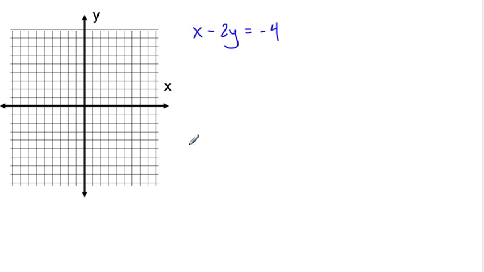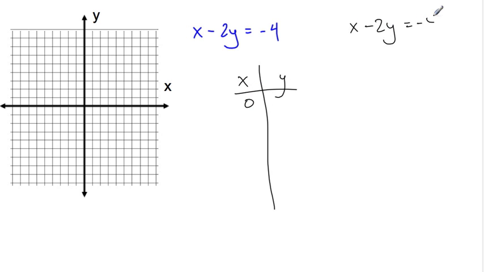Oh, an easy one. At least I think so. So here we go. X, Y. We're going to start off picking 0. 0 minus 2y equals -4. Well, you know, 0 just checks out. We don't need it.